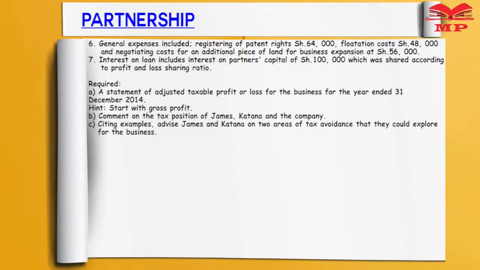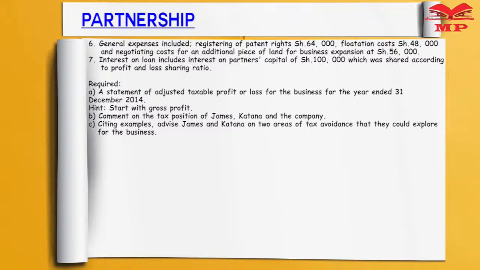Number 7, interest on loan include interest on partners' capital of shillings 100,000, which was shared according to the profit and loss sharing ratio. Required 1, a statement of adjusted taxable profit or loss for the business for the year ending 31st December 2014. Hint, start with gross profit. B, comment on the tax position of James, Katana, and the company. C, citing examples, advise James Katana on 2 areas of tax avoidance that they could explore for the business.